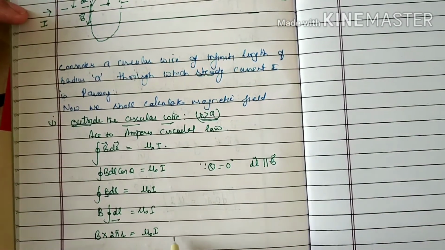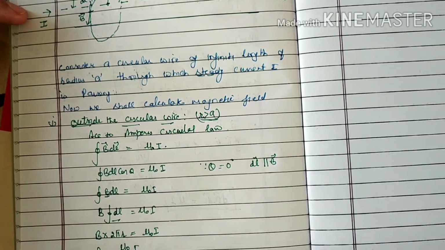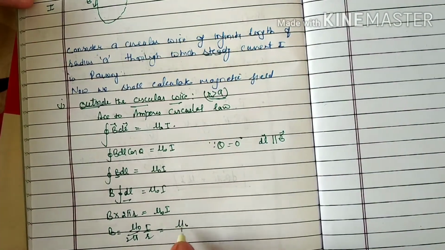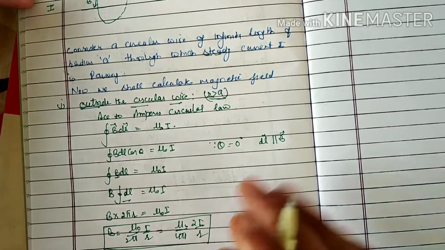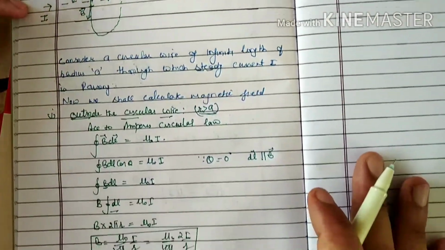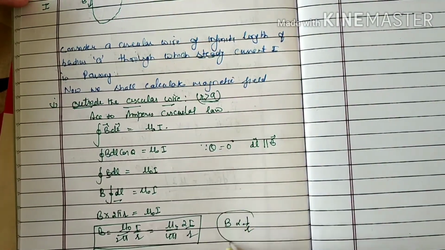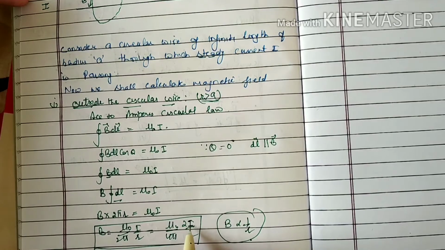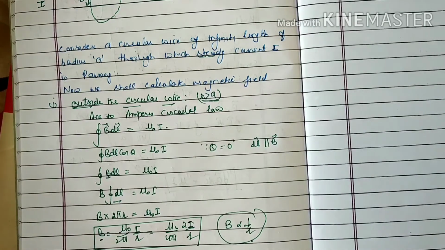So we can write B is equal to mu naught upon 2 pi I upon r, and further multiplying and dividing by 2, we get mu naught upon 4 pi 2I upon r. This is the magnetic field outside of this conductor, and from here we come to know that the magnetic field is inversely proportional to r. So as r increases, the magnetic field decreases, and it is directly proportional to I, so as I increases, the magnetic field also increases. This is our first case.